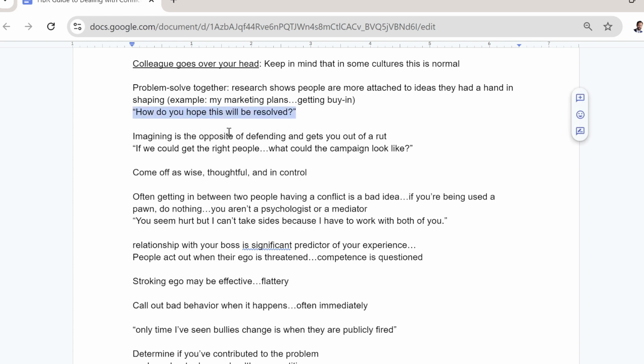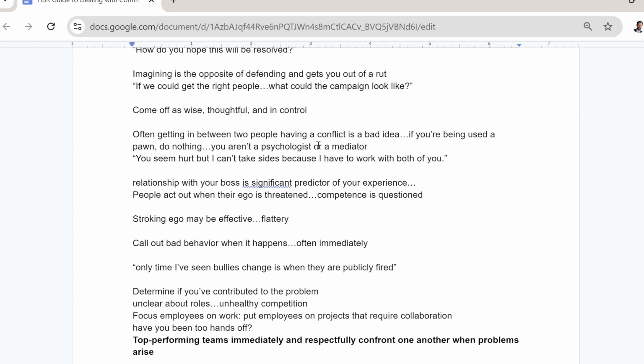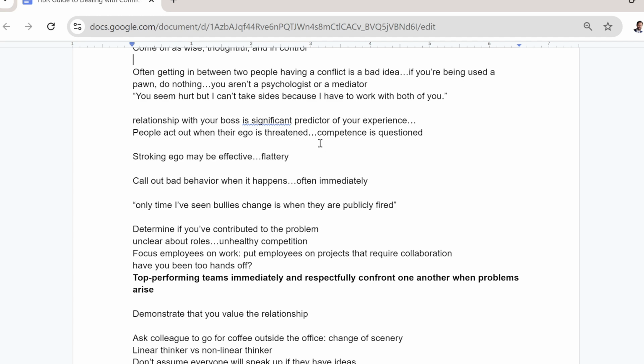Ask the question, how do you hope this will be resolved? Imagining is the opposite of defending, and using your imagination can help you get out of a rut. This is something a Buddhist monk that I stayed with has advised me on: a lot of the time we need to use our intuition or imagination to solve issues because there's no clear-cut, objective solution. If we could get the right people, for example, what could the campaign look like? That gets you in a creative mindset. You want to come off as wise, thoughtful, and in control.